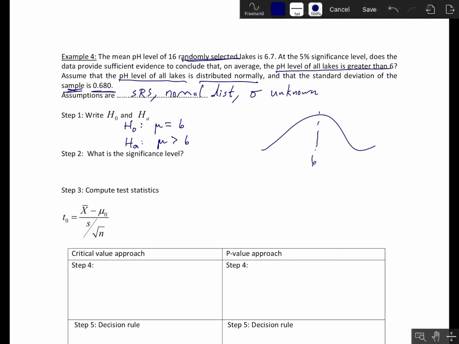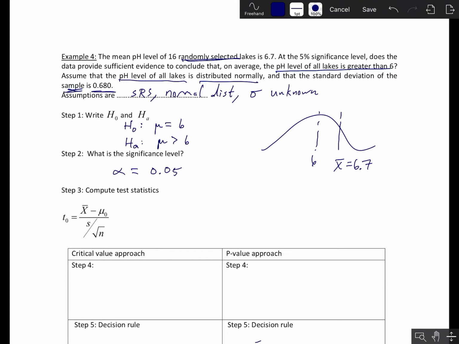So if you'd like, here's a picture that we have. We know that the assumed mean is going to be 6, and our sample mean is over here at 6.7, which is a little bit to the right. And the question is, is this far enough over to the right for us to reject the null hypothesis in support of the alternative that the mean is greater than 6?